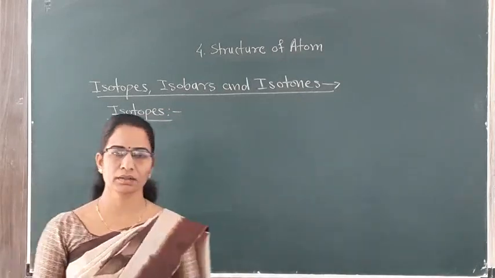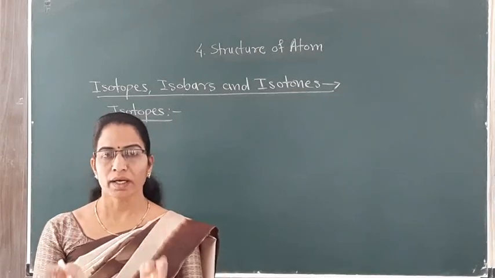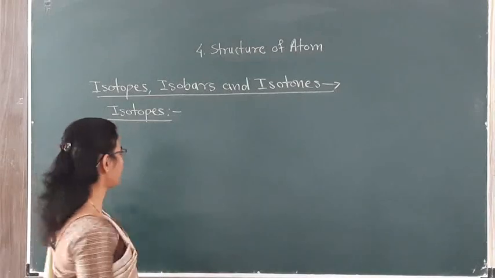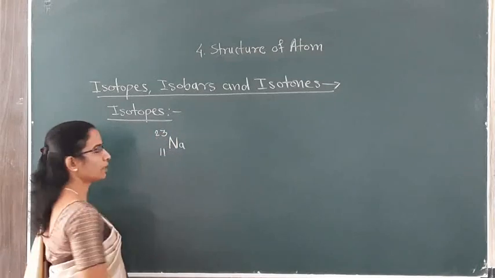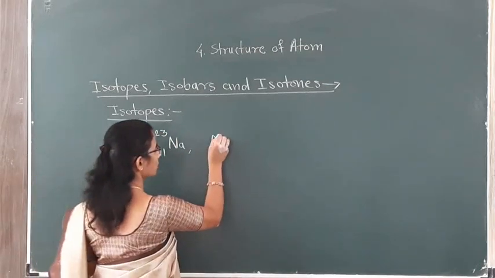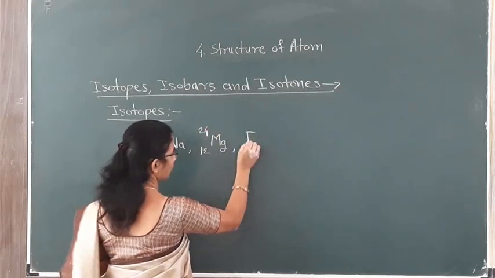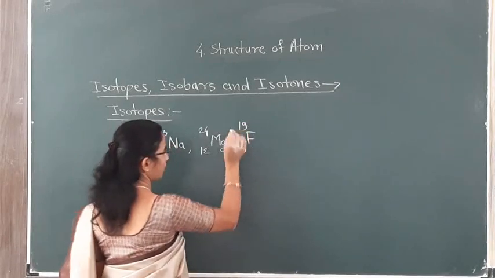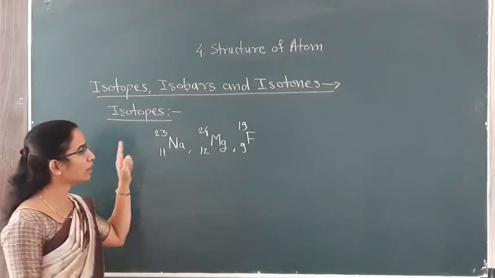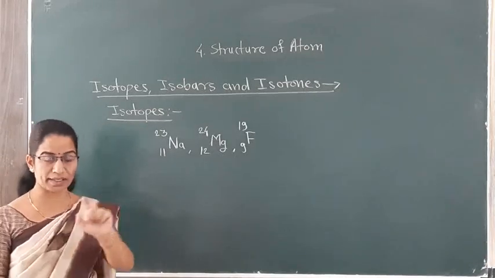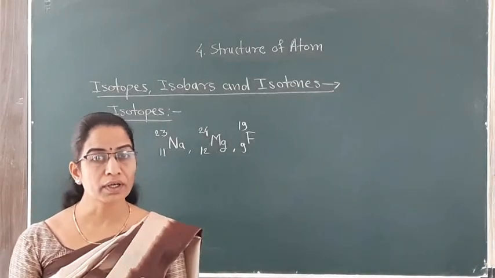In the periodic table, so many elements occur naturally as a single nuclide. For example, sodium exists as a single nuclide, 11 and 23. Magnesium exists as 12, 24. Fluorine, we have seen that its atomic number is 9, mass number is 19. So these are the nuclides and they exist in nature as single nuclides. That is, all the atoms of these elements are of the same kind. They are not of different kinds.